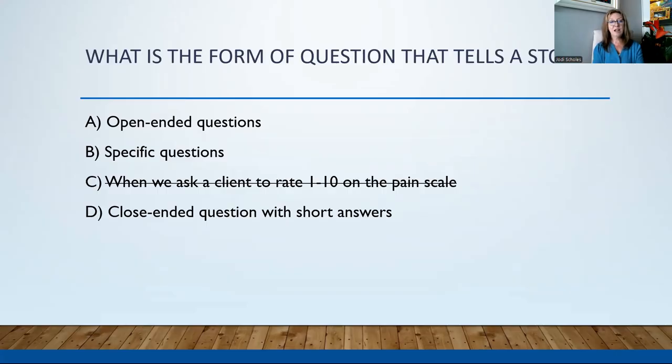Anytime we ask a client about pain, it's a pain question. Okay. What form of the question? There's two right answers here. You've got to pick the best one. What is the form of question that tells a story? A, open-ended questions. B, specific questions. D, closed-ended questions with short answers. 3, 2, 1, go.